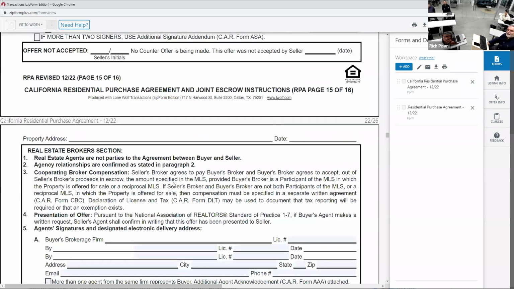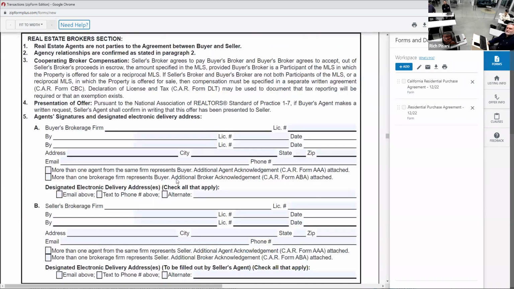So that's that. This is the last thing I'm going to cover, is the real estate brokers section. Couple of things here. Presentation of offer, NAR Standard of Practice 1-7. If a buyer agent makes a written request to the seller's agent whether the offer was presented, the seller's agent shall confirm in writing that this offer has been presented. That's all they need to do.